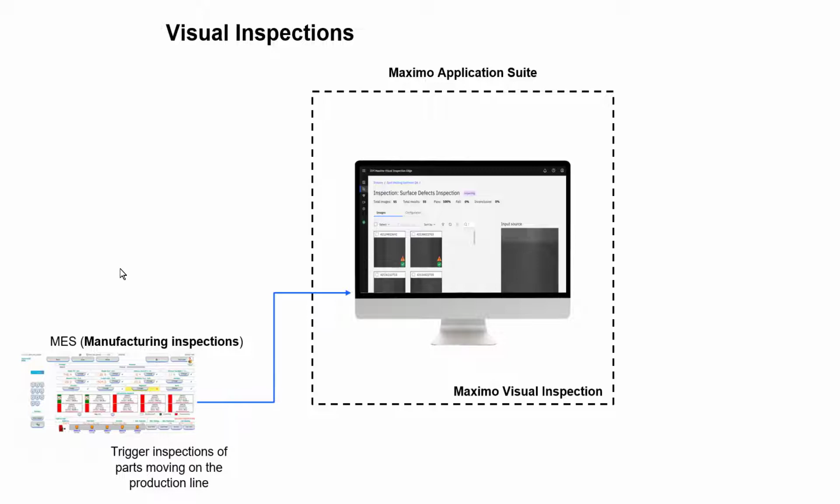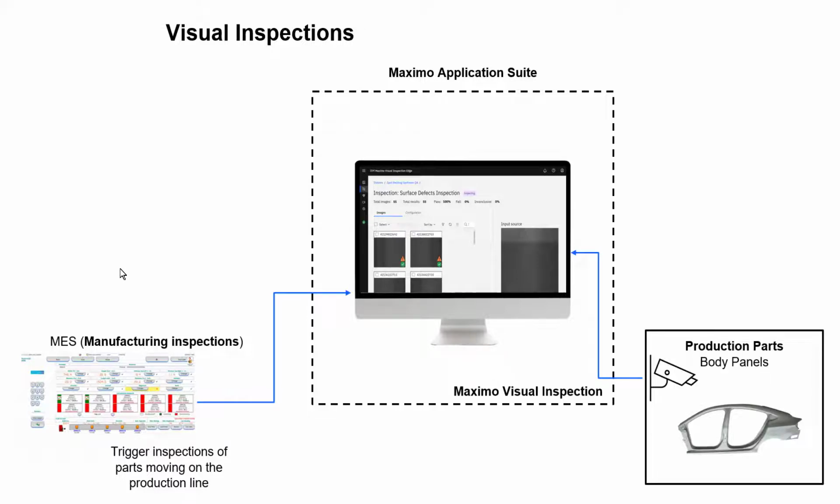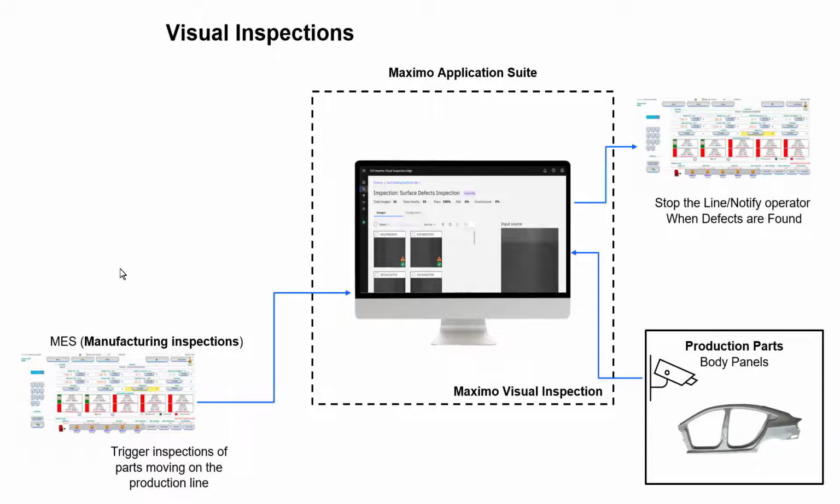So MES, manufacturing execution systems, we're going to simulate a trigger from the MES system with a barcode scanner. That's going to tell Maximo Visual Inspection Mobile to perform an inspection. The inspection is going to happen on the device itself, so we're not sending pictures back to a remote inferencing server and scoring it and sending those pictures over the network. All of that inferencing of the AI model is happening on the iPhone itself. And then lastly, MVI Mobile also notifies and sends messages that an MES system can act on. So stop the line, notify the operator.